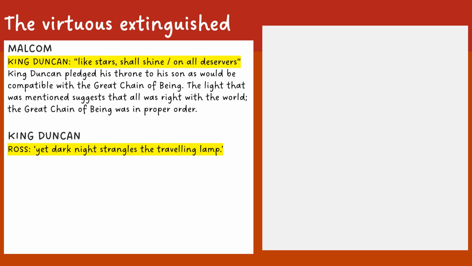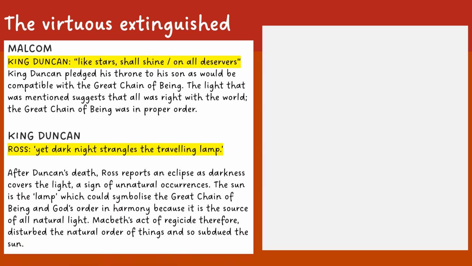Ross states to the old man, he says, "Yet dark night strangles the travelling lamp," and all that means is that the lamp equals the sunshine, the sun, and we've got this darkness that has enshrouded the daytime, therefore showing us that chaos will now erupt within Scotland because of the committed act of regicide. Ross is reporting on the eclipse of darkness and the covering of the light, and this is obviously symbolic and a sign of the unnatural occurrences.